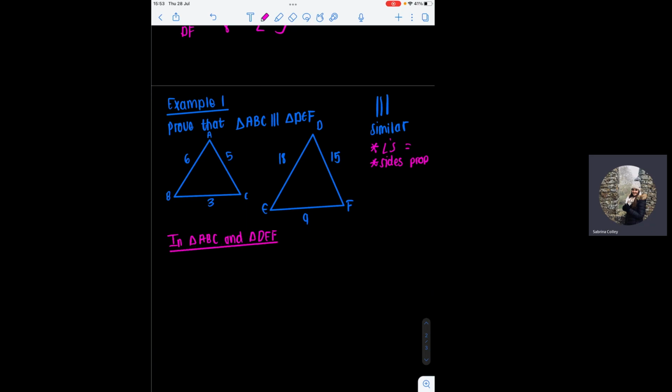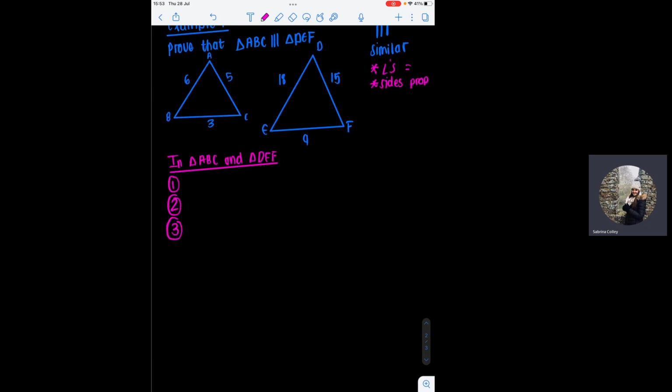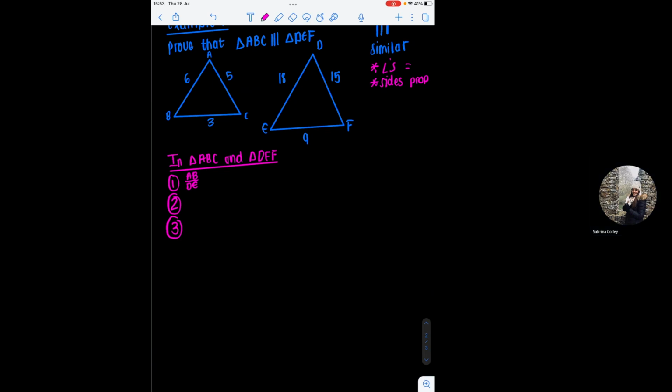Then I know for the lengths, I need to prove that all 3 corresponding sides are in proportion. So that means I need 3 points here. I need 3 sides that are in proportion. So then I go and have a look. Okay, let's take AB over DE, right? So be very careful if you are working this out, make sure that those sides are corresponding.